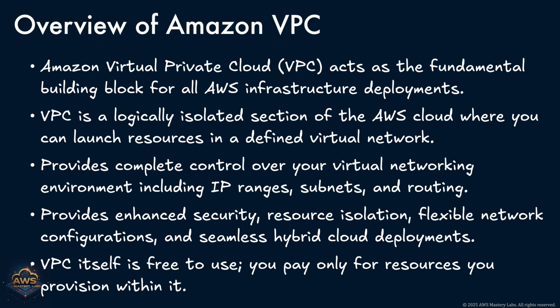Amazon VPC brings the structure and familiarity of traditional data center networking into the flexible world of the cloud. It allows you to define IP address ranges, organize resources into subnets, configure route tables, and manage internet and VPN connectivity through gateways. For businesses, Amazon VPC unlocks several critical advantages. It ensures enhanced security through layered controls, enables resource isolation for better governance, supports flexible configurations to meet diverse workload requirements, and allows seamless hybrid connectivity with on-premises networks.